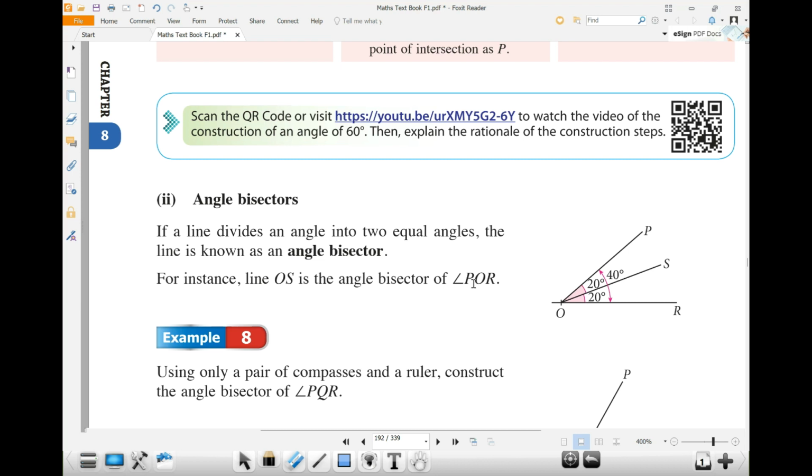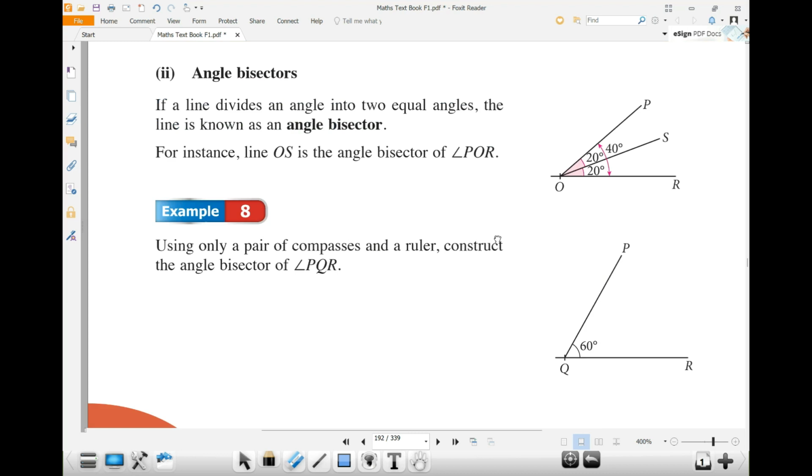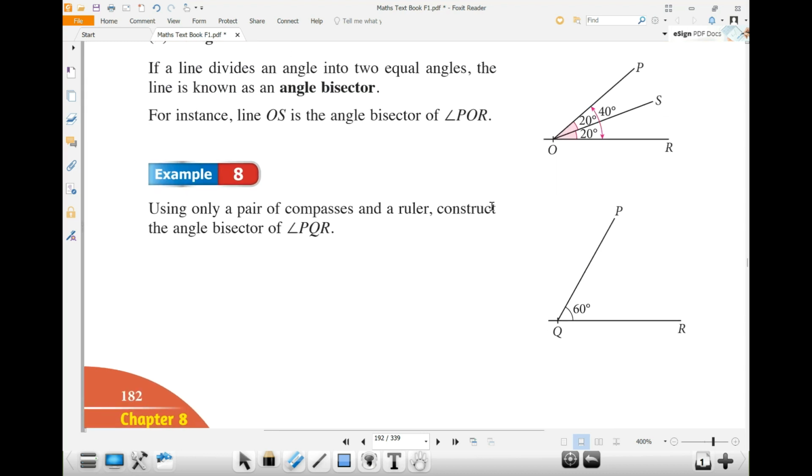Using only a pair of compasses and a ruler, construct the angle bisector of angle PQR. So for example, PQR is 60 degree over here. If I construct the angle bisector, how much is the angle is going to be divided into? Can you tell me what is the angle? 30. Very good. You understand, no? 60 divided by 2, so we are going to get 30 degree each.